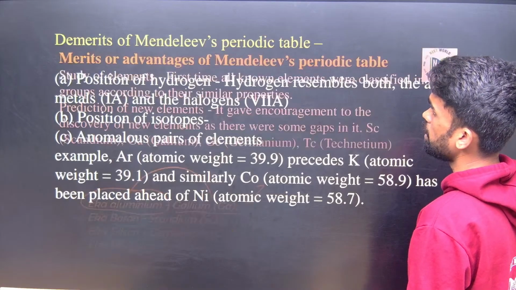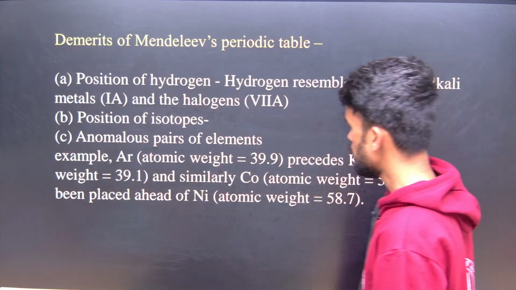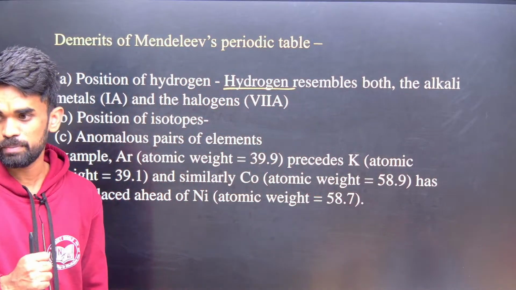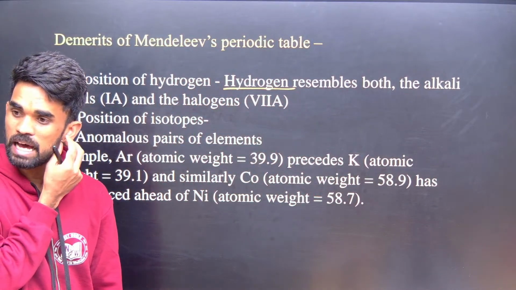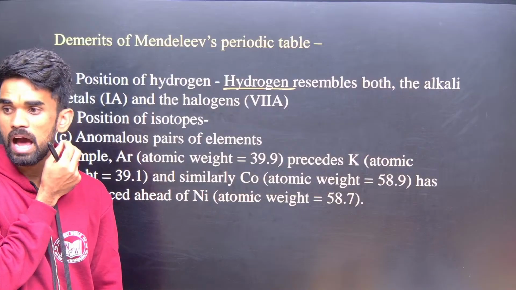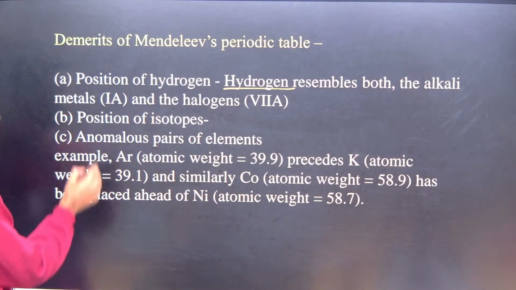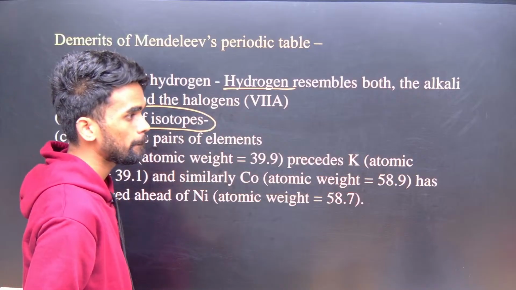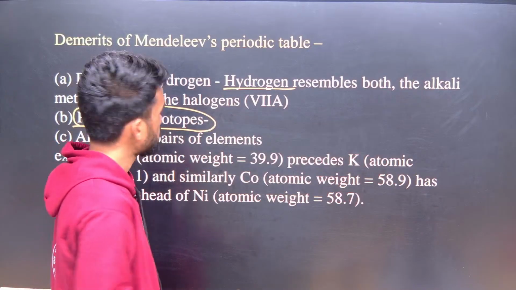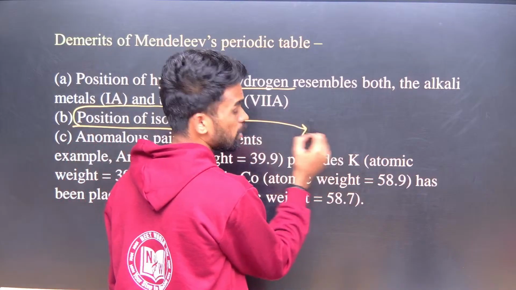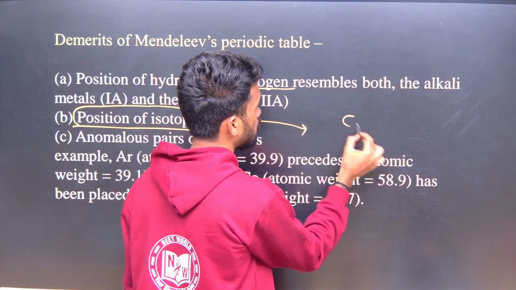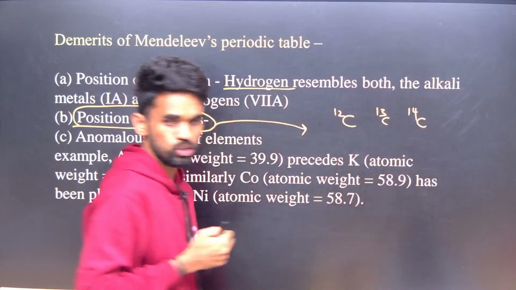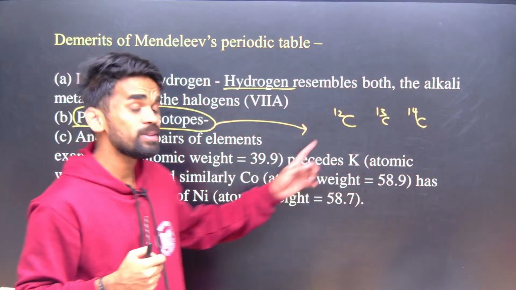And now what are the demerits? The position of hydrogen was not satisfactory because it has similarities with alkali metals and halogens. Next, the position of isotopes. What do we mean by isotopes? Same atomic number, different mass numbers. For example, carbon-12, carbon-13, carbon-14. These are the different isotopes of carbon. They differ in mass number.